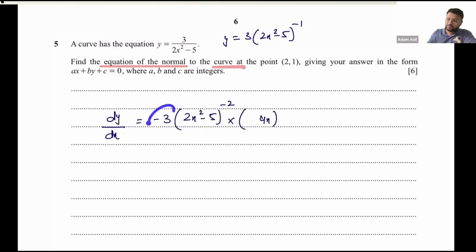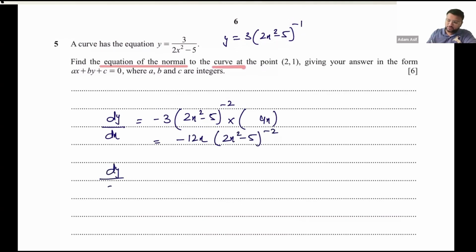Abdullah, differentiation kaise karte hain? First you multiply this with the power, then you reduce down the power of the bracket by 1, then you multiply by the derivative of the inside bracket. So we are going to get minus 12x times 2x square minus 5 to the power of minus 2.